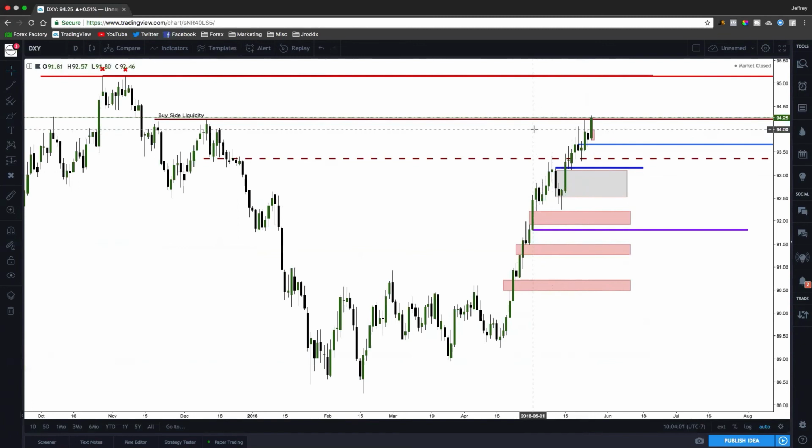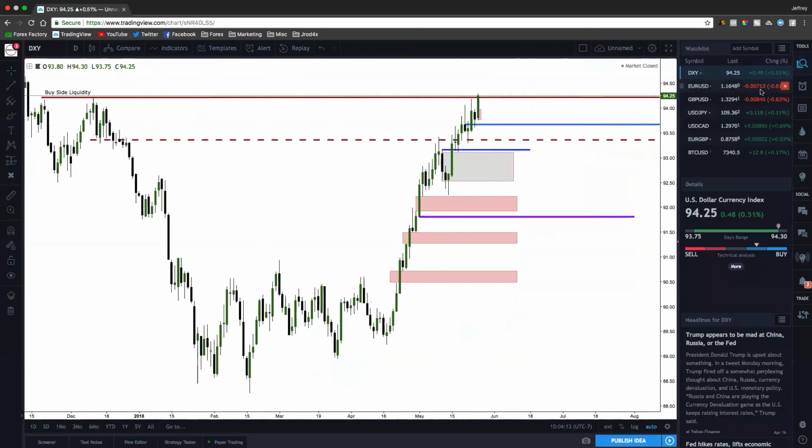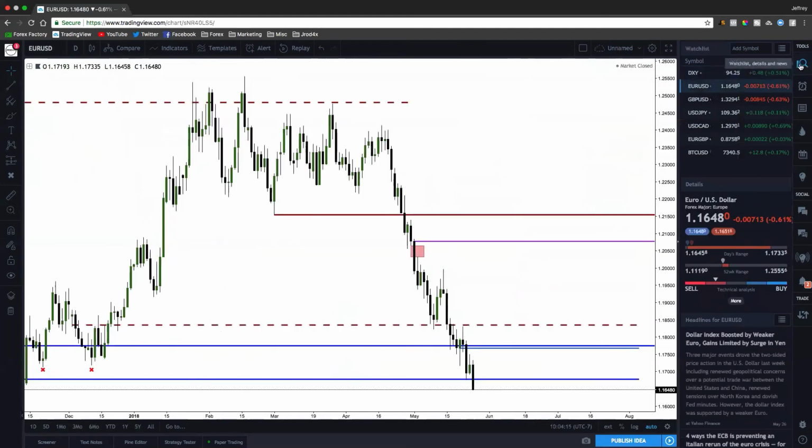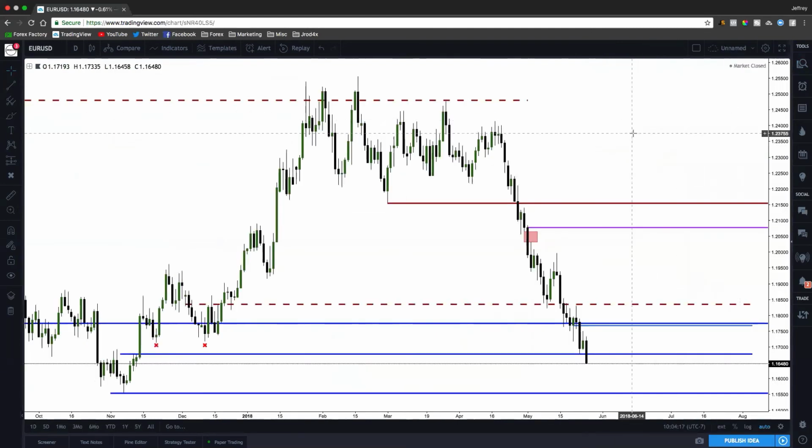If that is USD, then we're going to be looking to buy that pair. So it could be any of the majors that are paired with USD, as long as the secondary currency is the US dollar, then we'll be looking to buy that. So let's go ahead and move to Euro dollar.